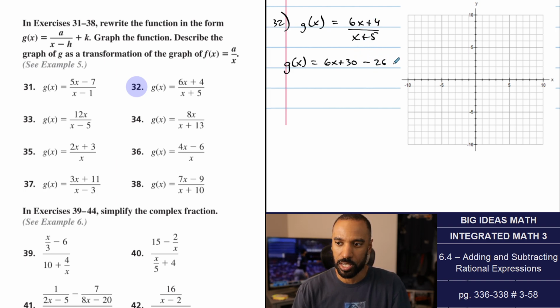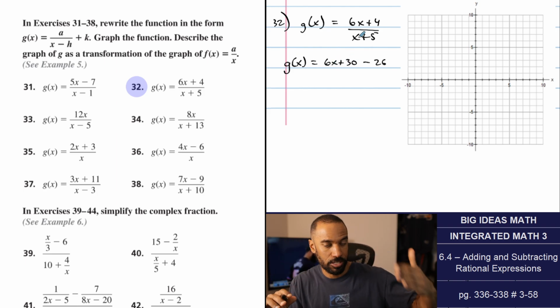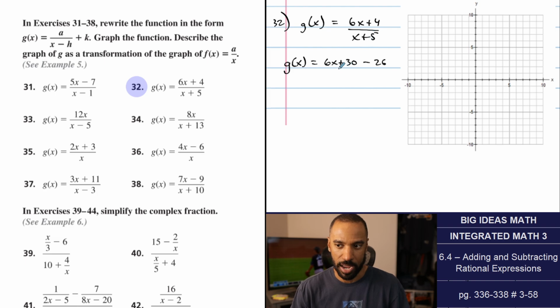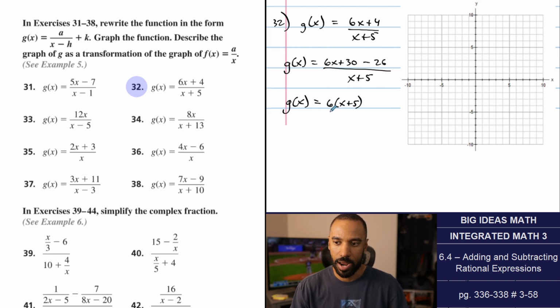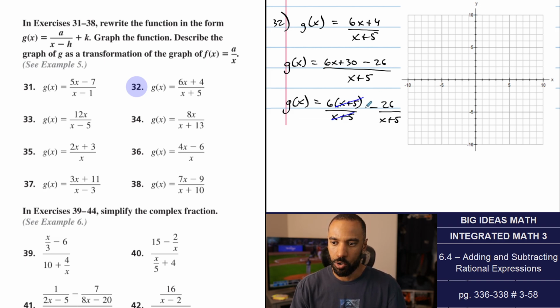So 30 minus 26 would give us 4. I wouldn't mind just writing it as 6 times (x plus 5), but you just got to know that it's a 30 so we can figure out what to subtract to make it 4 again. Now, at this stage, I might skip a step and go straight into the two different fractions. Factor this out, split it up with this fraction and this fraction here. So I'm splitting it up while factoring. The goal is that these go away.